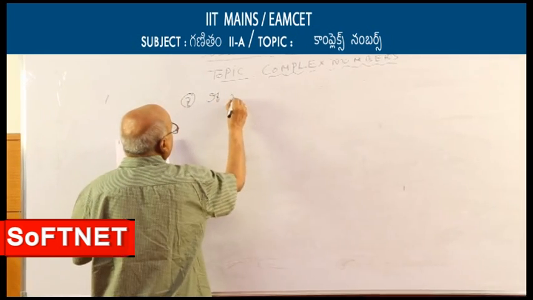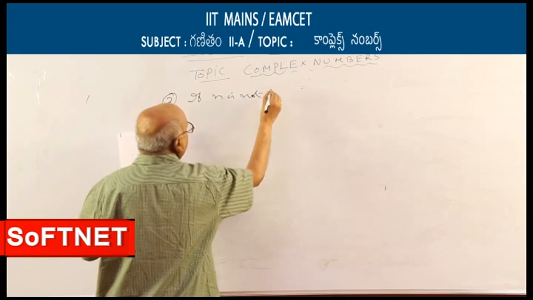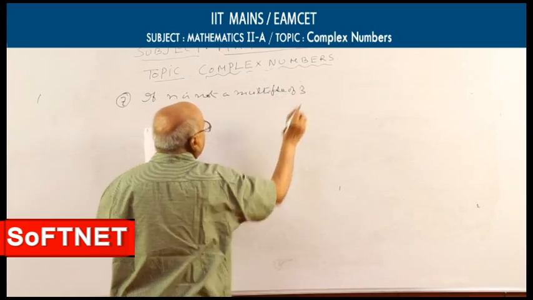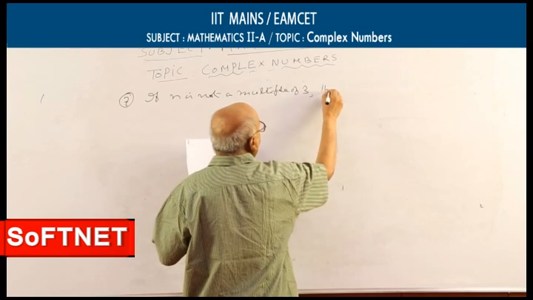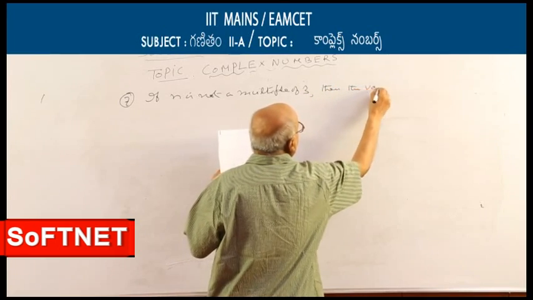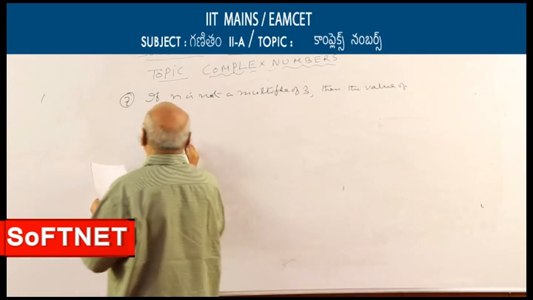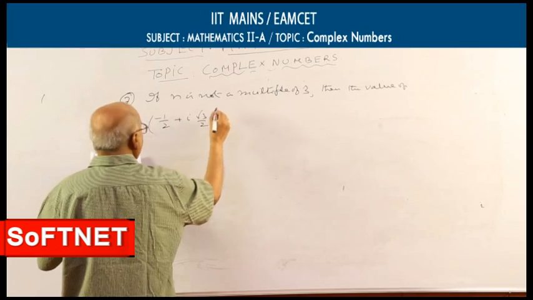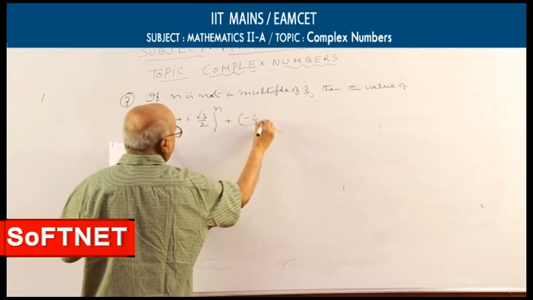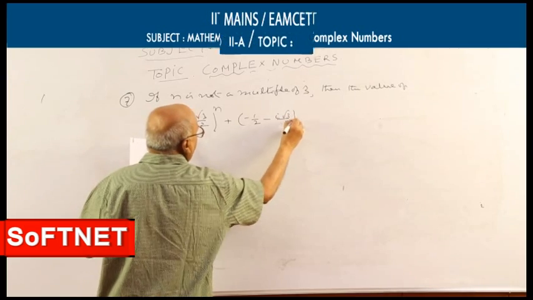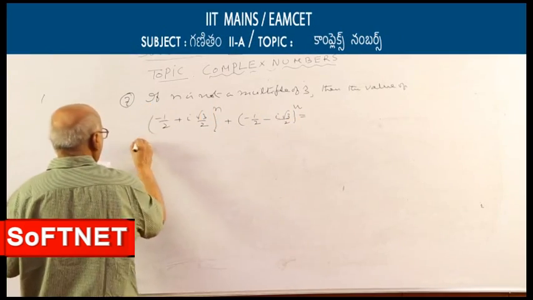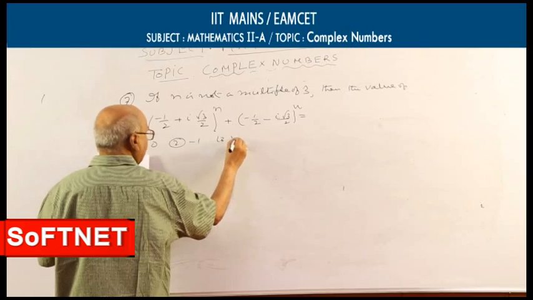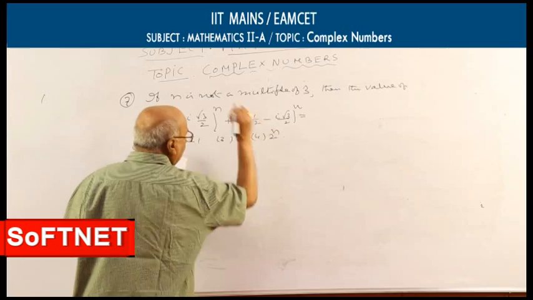If n is not a multiple of 3, then the value of (minus 1 by 2 plus i root 3 by 2) whole power n plus (minus 1 by 2 minus i root 3 by 2) whole power n is equal to: number 1, 0, 2, minus 1, 3, 1, and 4, 2 power n, right.